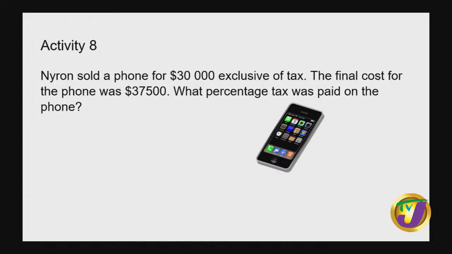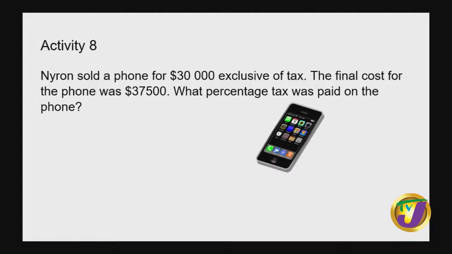Right. So the final cost for the phone was $37,500. Question to you, is the tax included in this $37,500? Of course, it's more than the $30,000, and it says the final cost. All right, you're paying attention, yes. All right. What percentage tax was paid on the phone? How do you think you would figure this one out?